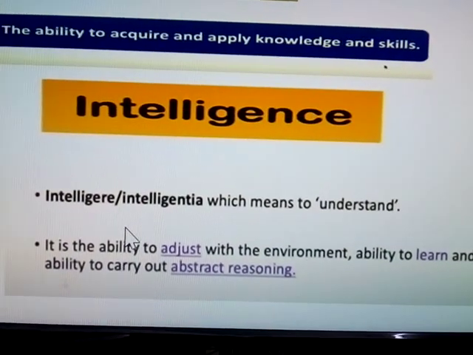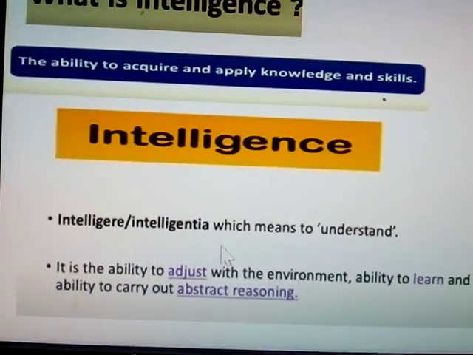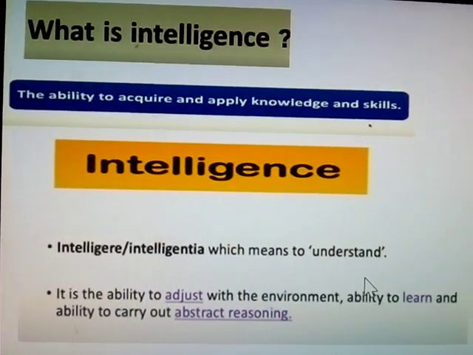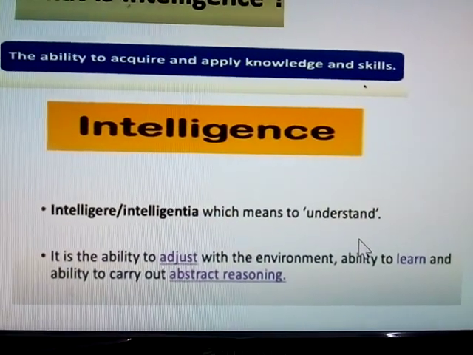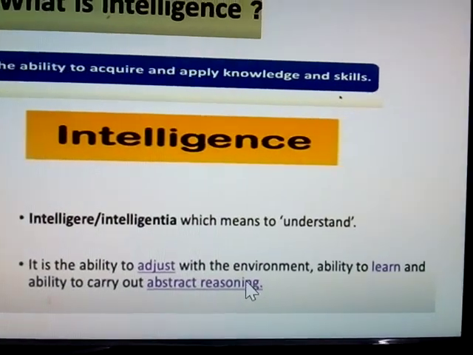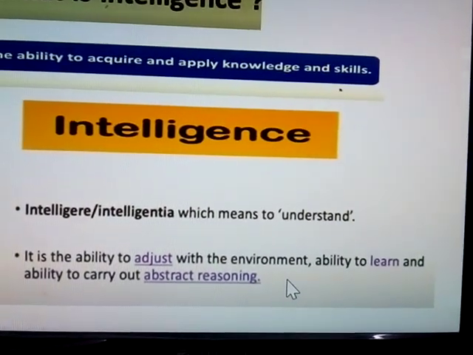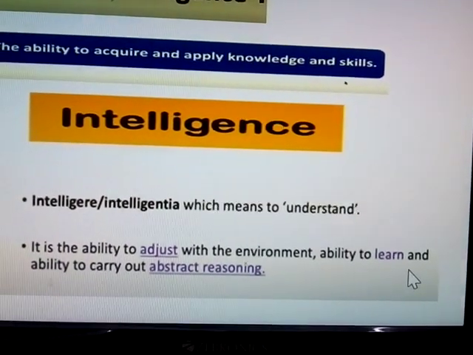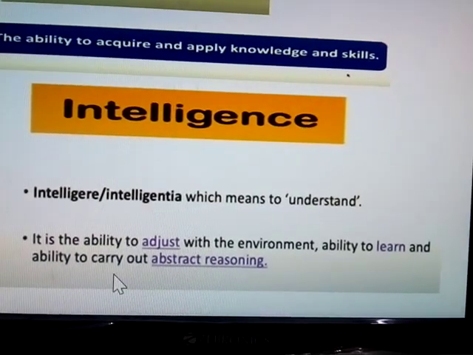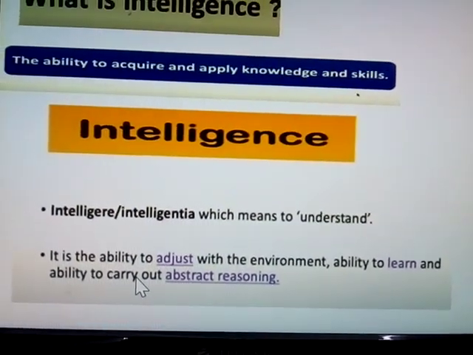Intelligence comes from the Latin intelligentia, which means to understand. It is the ability to adjust with the environment, the ability to learn and the ability to carry out abstract reasoning.